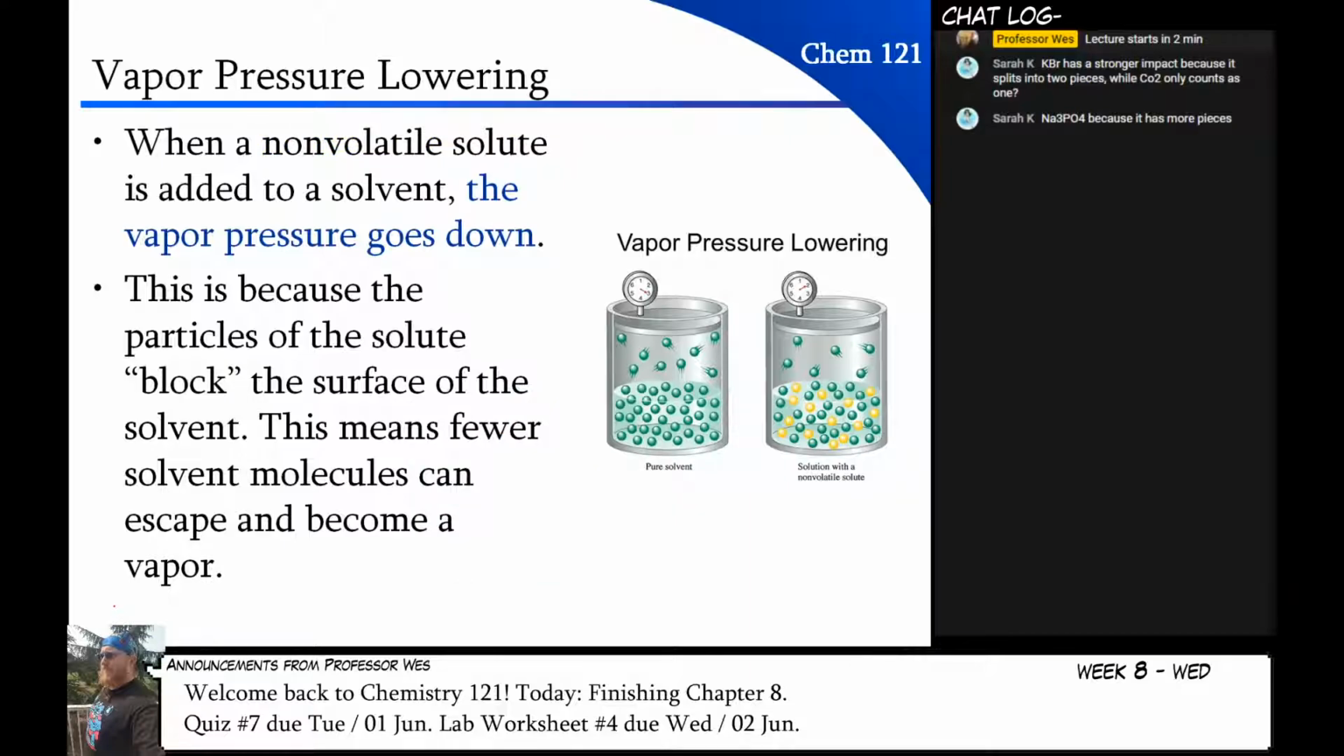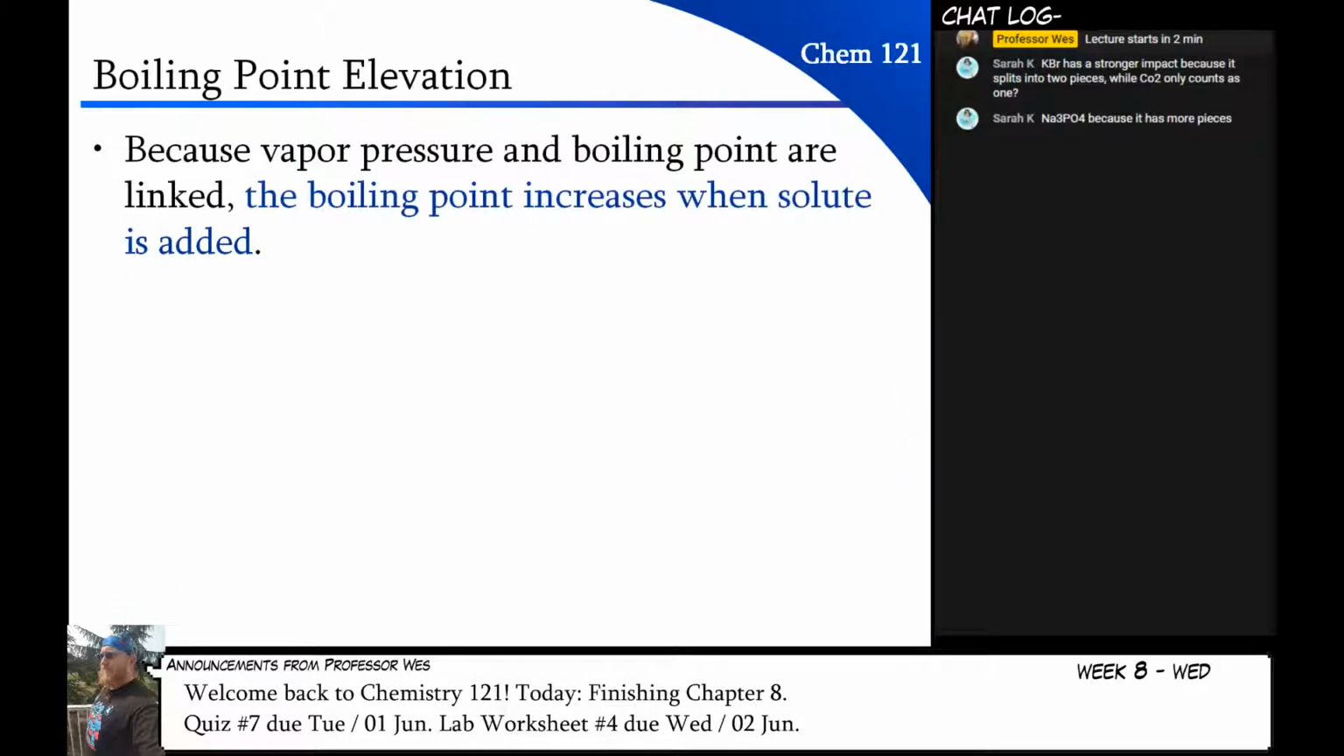Now, because lowering the vapor pressure means that stuff boils less effectively, remember, vapor pressure has to equal atmospheric pressure in order for boiling to occur. By adding solute to my solution, the boiling point is increased because I had to heat it that much more to get the vapor pressure up to what it needed to be. So as a consequence of this, boiling point increases when you add solute.